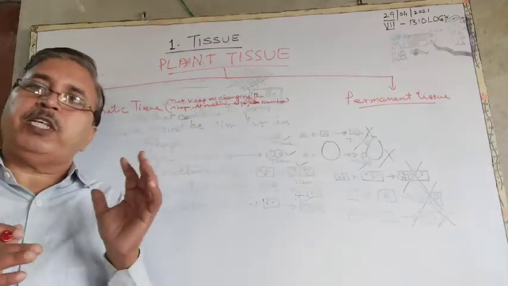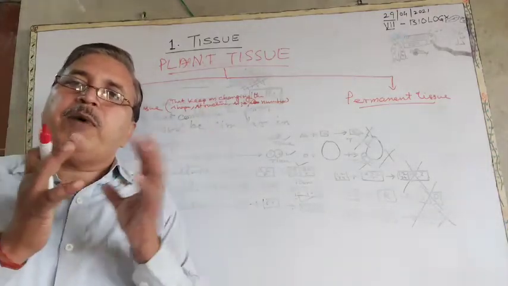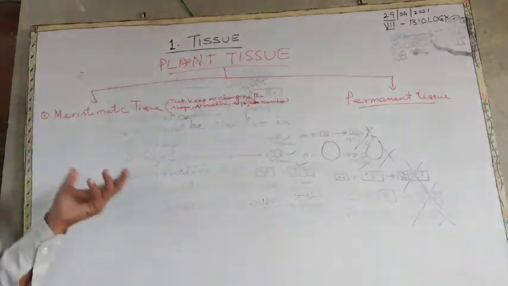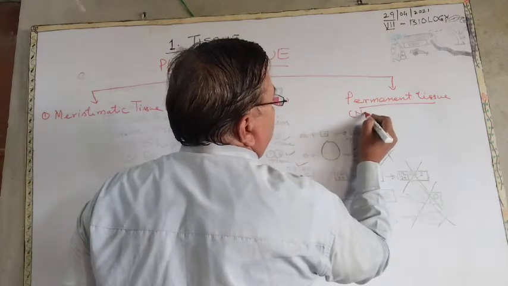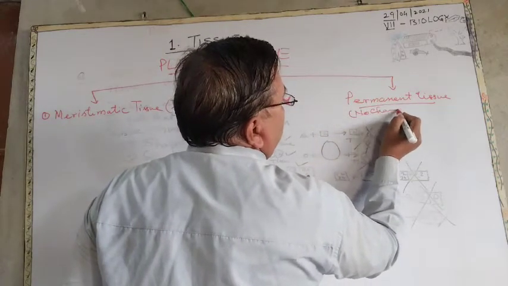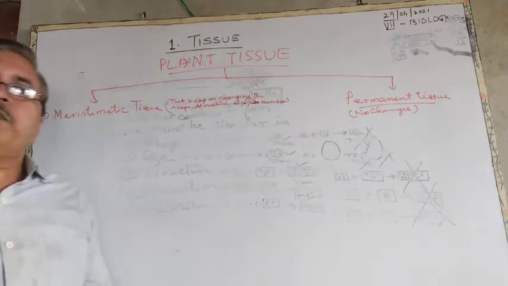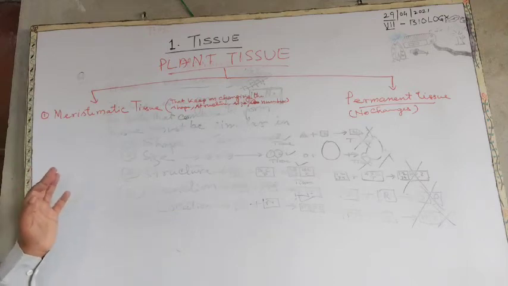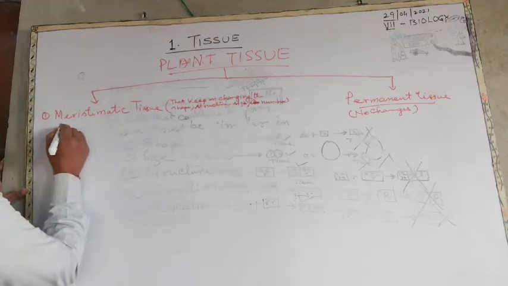I have told you in the beginning that tissue is a group of cells. Cells combine, and if cells change, the tissue will keep changing. But permanent tissues, no changes. No changes are noticed as regards their shape, size, functioning, structure or anything. They are permanent, right?